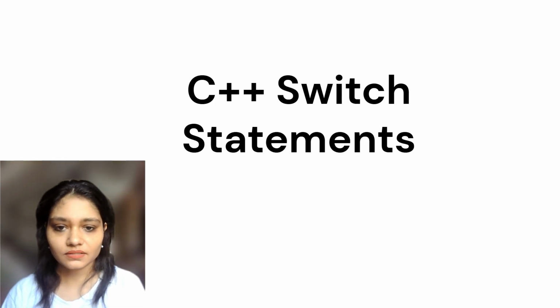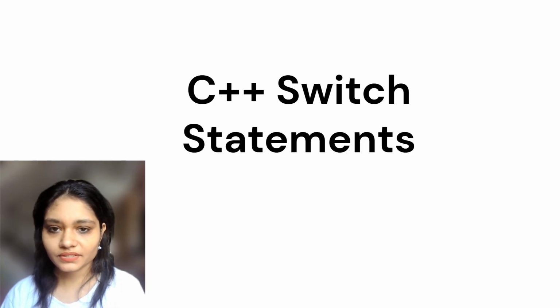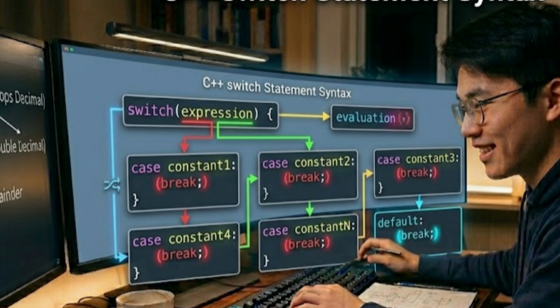So, class, welcome back. In our last video, we covered if else chains. They are great for ranges like checking if a student's score is above 90. But what happens when you have a long list of specific discrete values to check? If you find yourself writing 10 else if statements in a row, your code can quickly become a mess.